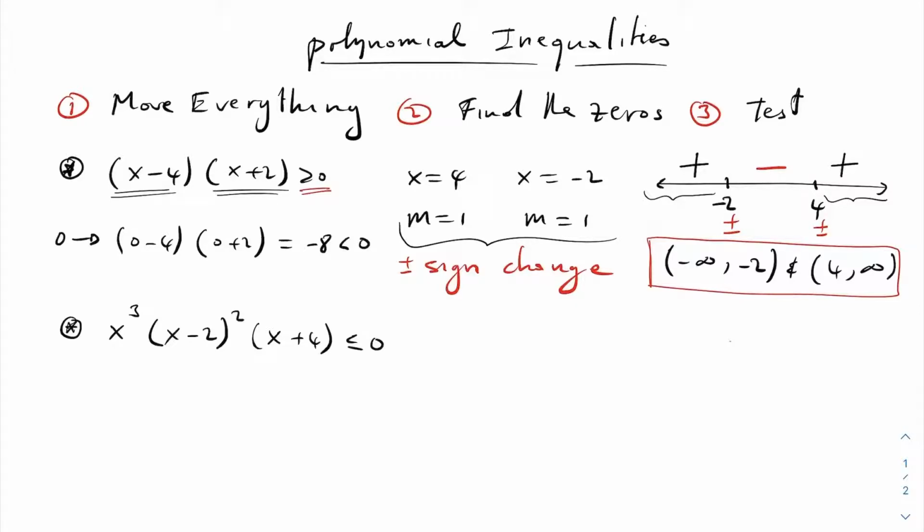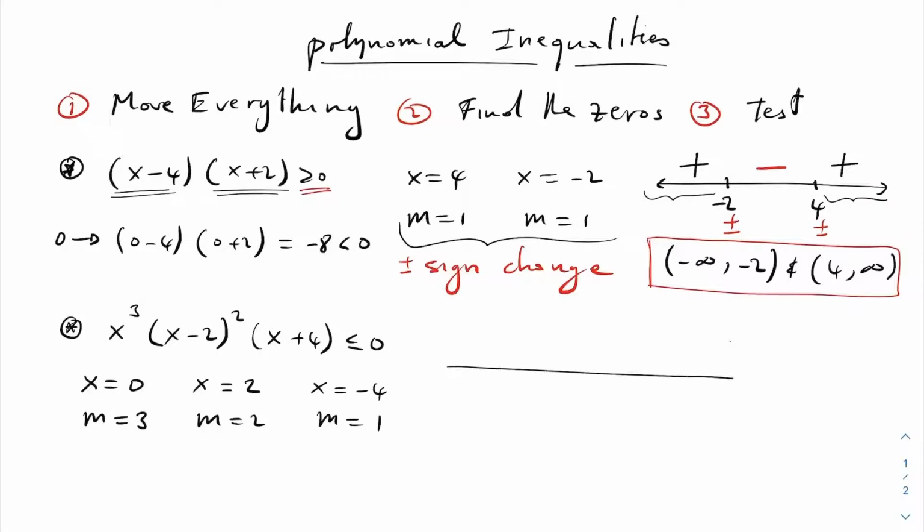For my first factor, x cubed, I know that x should be equal to 0. And that should happen 3 times because the x is being cubed. So my multiplicity here is going to be m equals 3. For my second factor here, x minus 2 all the way squared, my x should be equal to 2 with a multiplicity of 2. And for the last one here, x plus 4 equals 0 means that x should be equal to negative 4 with multiplicity 1.